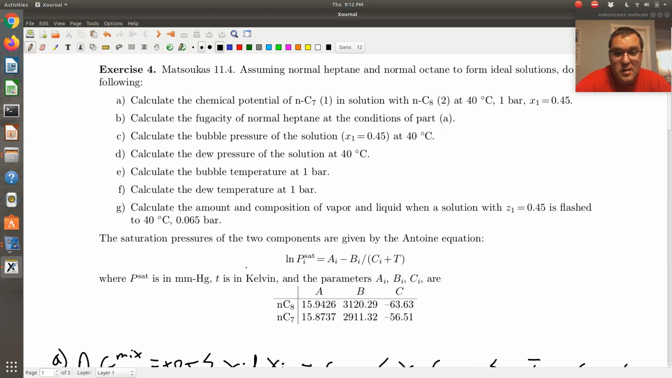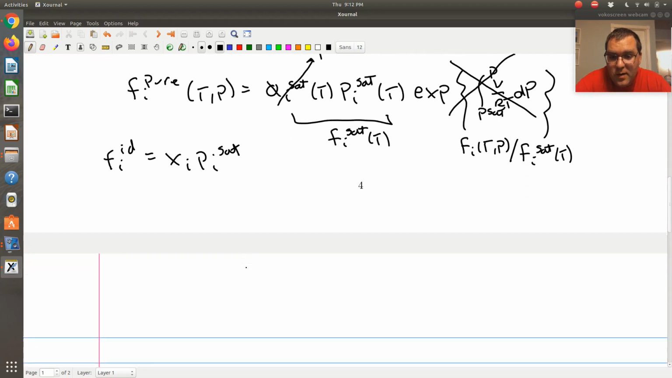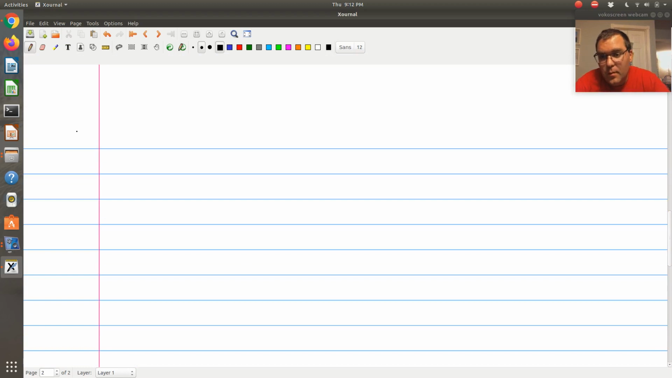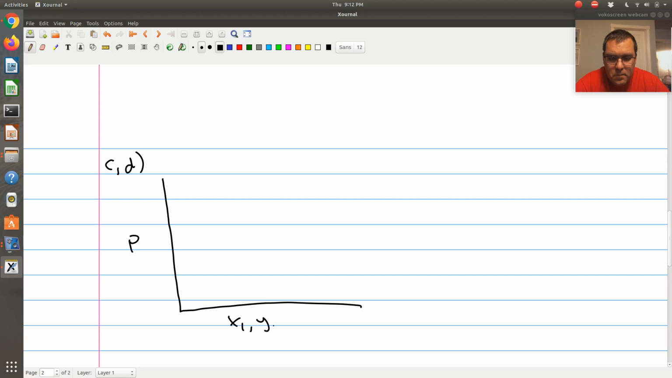So if I have a mixture of x1 0.45 at a temperature of 40 degrees C, and I want to calculate P bubble and P dew, I immediately think of a PXY phase diagram. Okay. So problems C and D are going to be one and the same, where I'm going to sketch a PXY diagram. So P1 sat is going to be larger than P2 sat. The bubble line is going to look like a straight line.